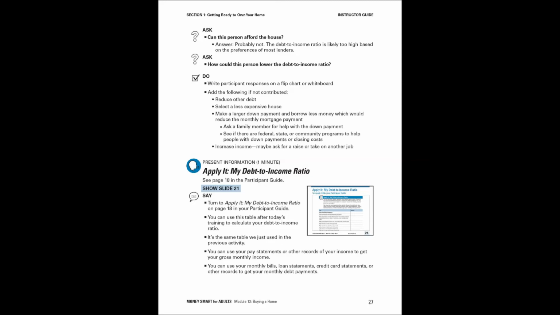Now you can tell them to use this activity after the training because it's going to require that they get all of their information. I mean, everything, all of their income statements, their pay stubs. You want them also to get their monthly bills, their loan statements, credit card statements, or any other records that's going to help them to accurately determine what their debt payments are, because we want to get an accurate debt to income ratio number. So encourage them to take the time to get all of their information so that they can do that activity and get the right number.